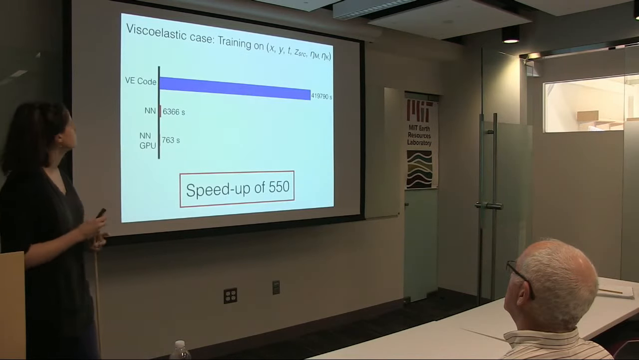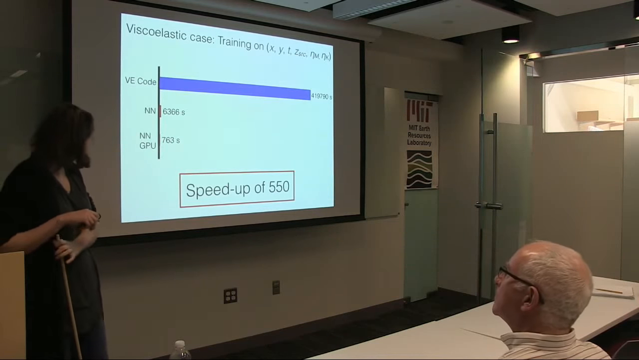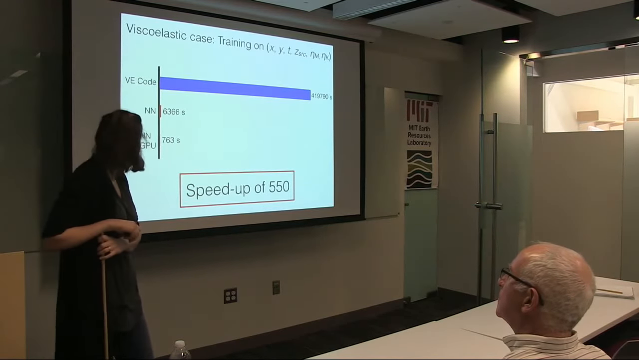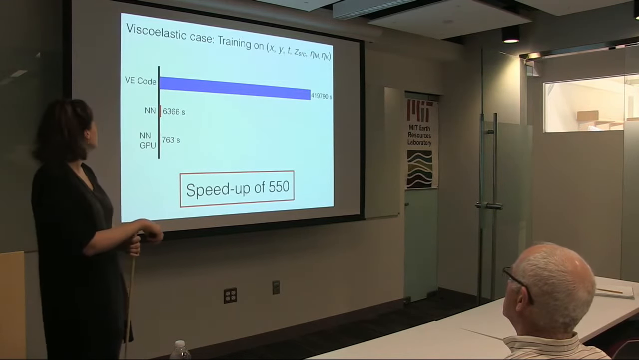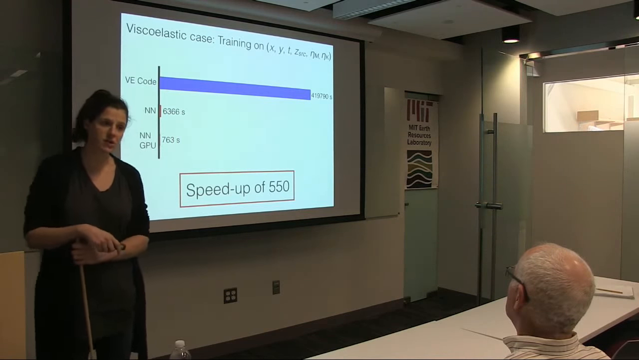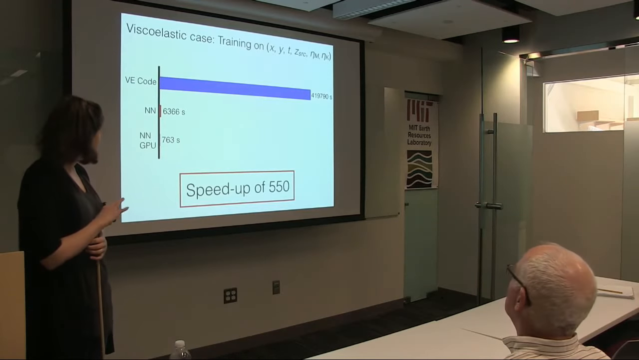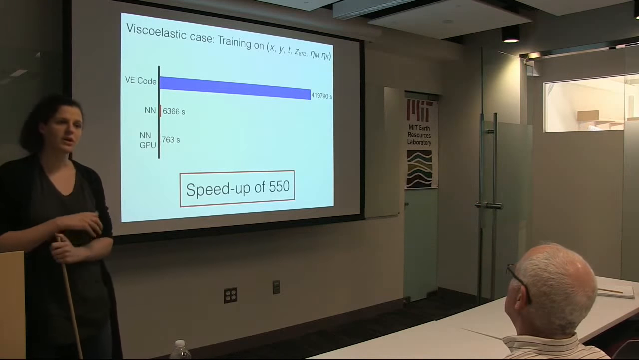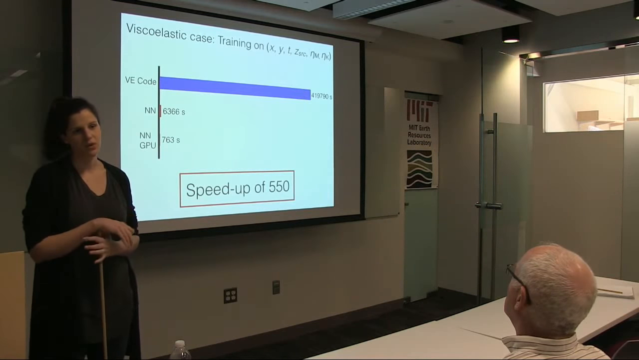But what we were most interested in was that when you compare the amount of time it took to produce the large-scale testing data set with the viscoelastic original code, it took about 400,000 seconds, about 4 to 5 days. And once trained, the network can come up with a close approximation of that same output in about 6,000 seconds, or an hour and 40 minutes.